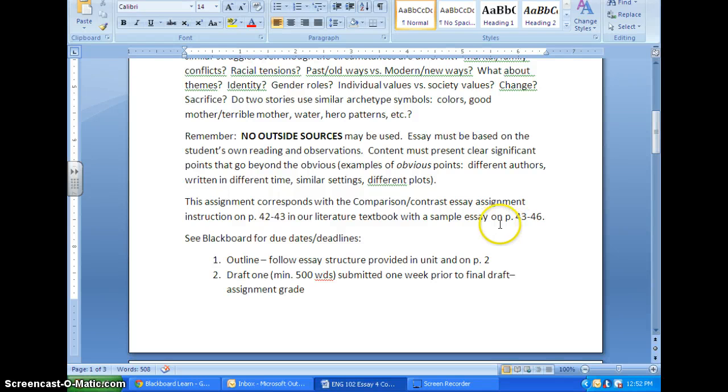There is a sample, okay, if you haven't written a comparison contrast essay before, hopefully you did in 101. Here's one on literature, and it's a pretty good sample. So it's in our literature book on those page numbers, with instructions and then the sample.